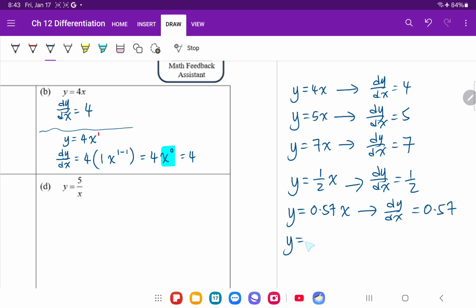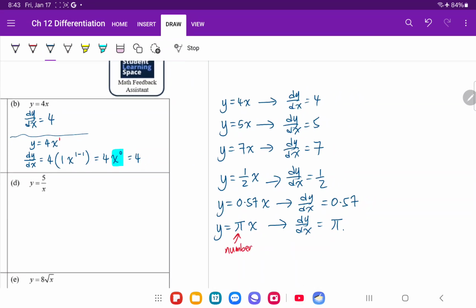It even works for pi. Now take note, pi is just any number. It is just a number. Now when you see a pi, which is the number, the dy/dx is just pi. This you must memorize. Right? You must memorize, which is very important for part B. Okay, take note, this is an important question to revise. Okay, for revision, and you must memorize.